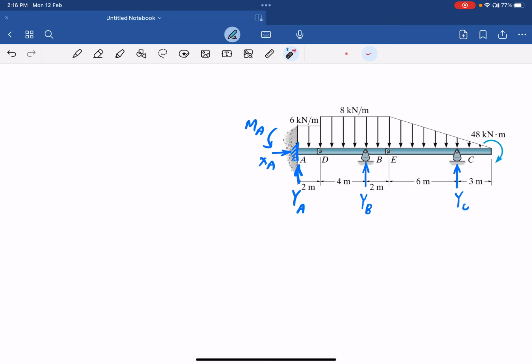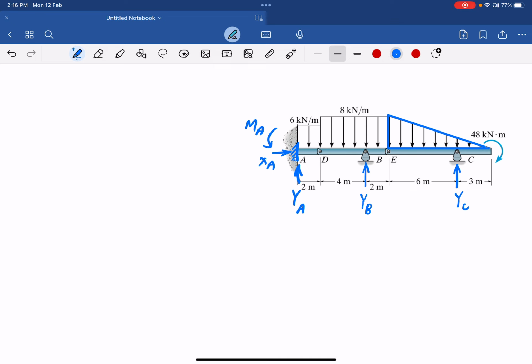But before doing that, whenever you have a uniform load or triangle load, it is better to get the resultant of each of those parts. So let's get the resultant of the first part, which is the triangle that we have here. For the triangle, we know that the area equals the height times length times half. So 8 times 9 times 0.5 equals 36.